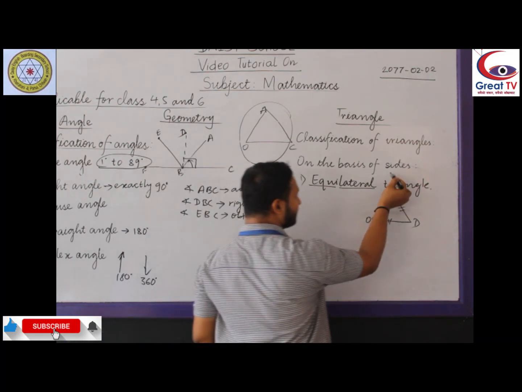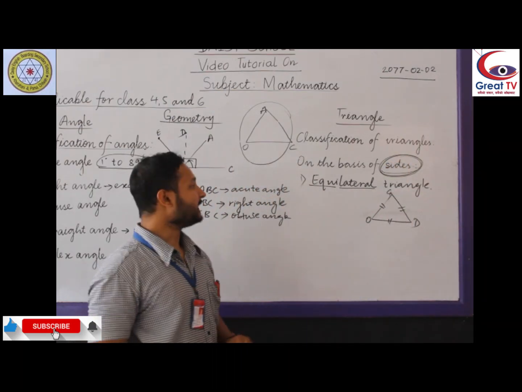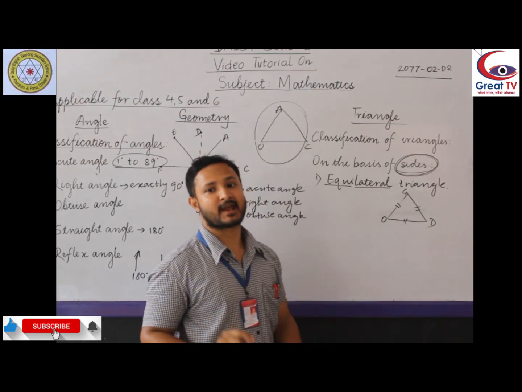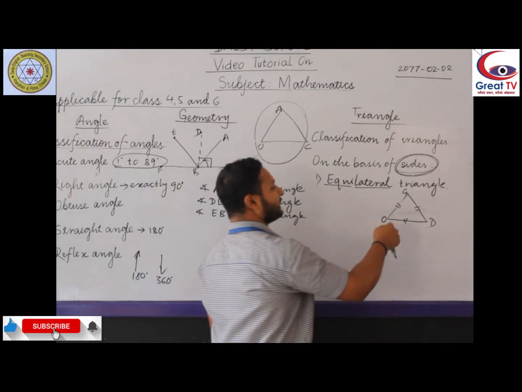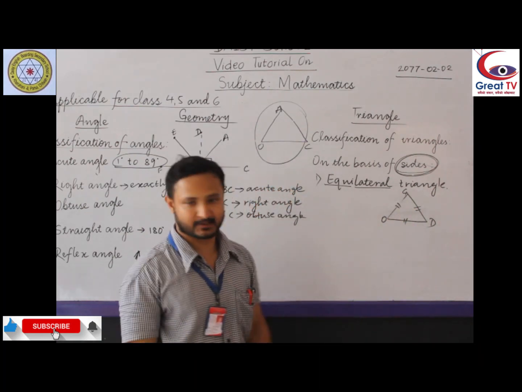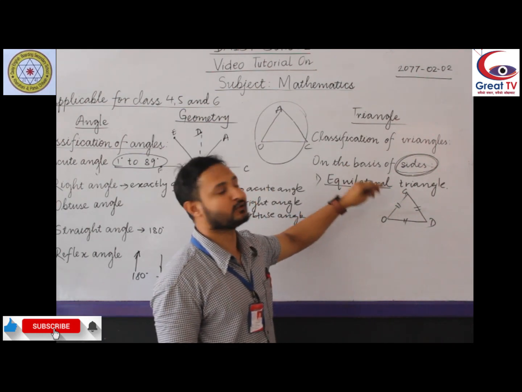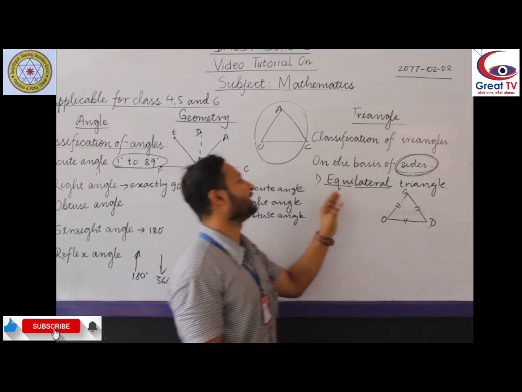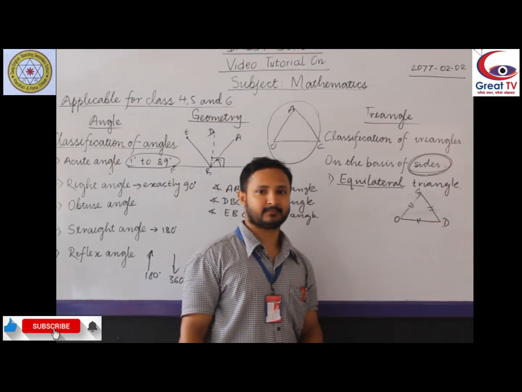Look here. On the basis of sides I am talking about. Okay? So, if you are asked to classify the different classes or types of triangle on the basis of sides, then you have to look at sides. We are just going through their sides only. We are not looking at their angles. Just look at their sides, measure their sides, or look at the given sides. If they are equal, then the given figure is called an equilateral triangle.